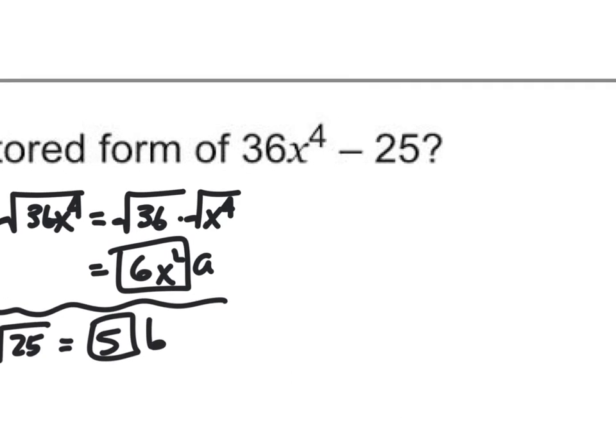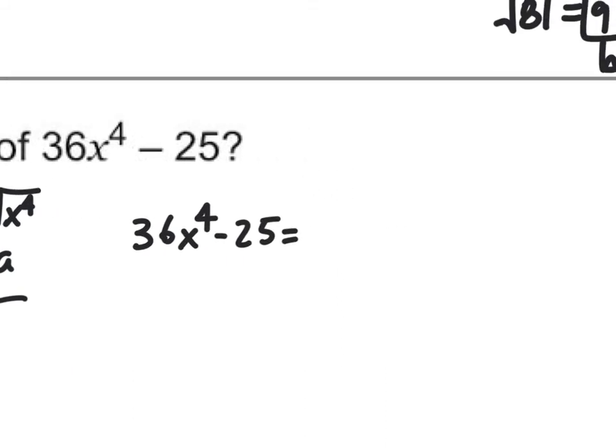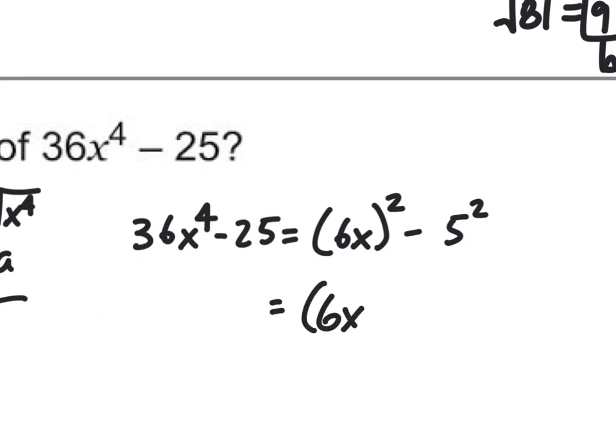So then what I would do is rewrite 36x to the 4th minus 25 as the quantity 6x squared minus 5 squared. Because I have these two things squared, what I end up getting in factored form is going to be 6x squared minus 5 times 6x squared plus 5.